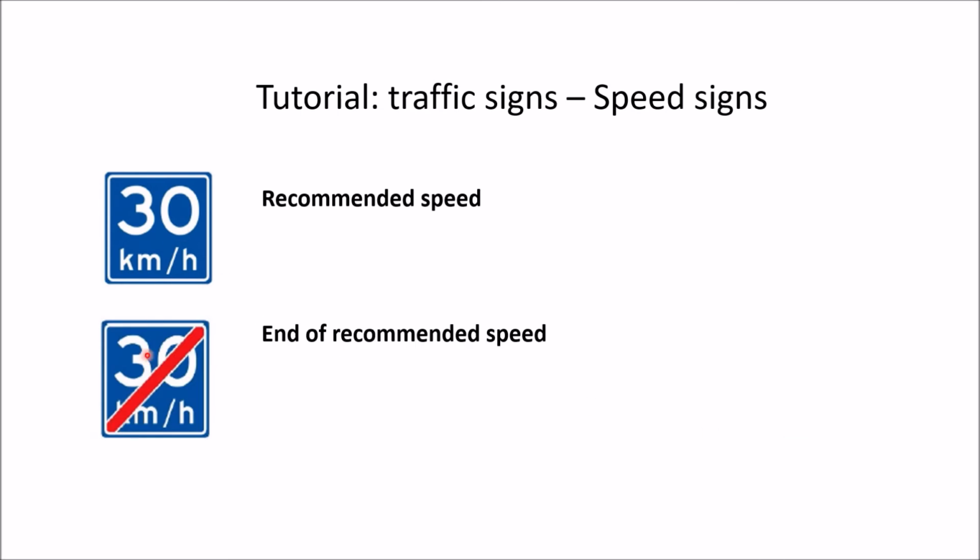These are the blue rectangles, and we know that the blue rectangle represents information or direction. So these are basically the recommended speeds. The maximum speed may be different, but you're advised to drive at 30 kilometers per hour. And here the recommendation is ended, and then you may drive as per the maximum speed or depending on the traffic.